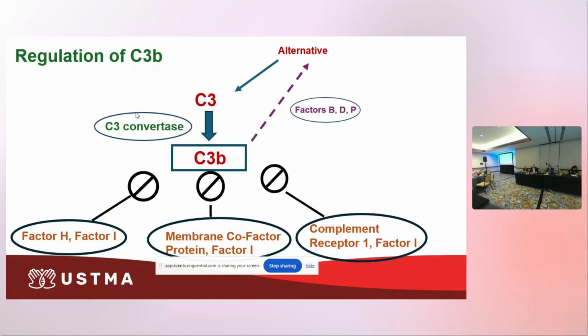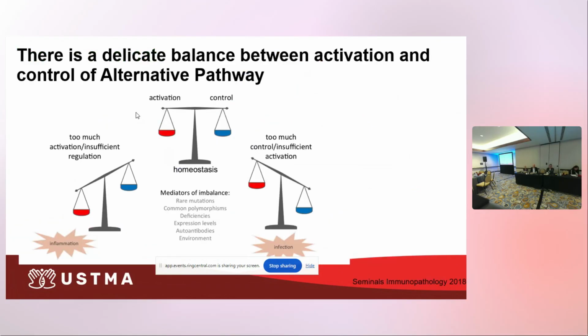But this process can become overactivated in patients with C3G. So our job is to figure out why this process is being overactivated. There is a very delicate balance between activation and control of the alternative pathway. If there is too much activation or insufficient regulation, that leads to inflammation. And if there is too much control or insufficient activation, of course, that's not good when you encounter an infection.